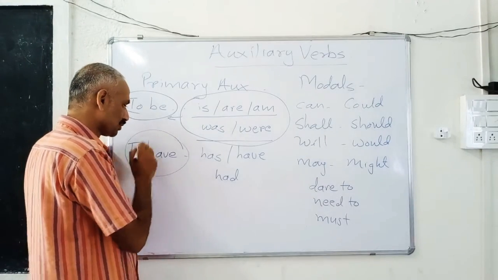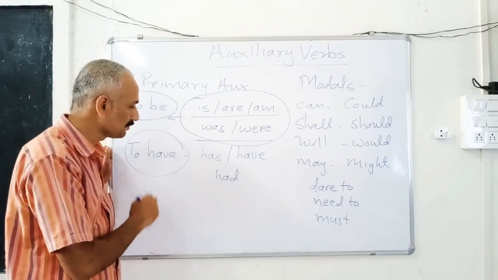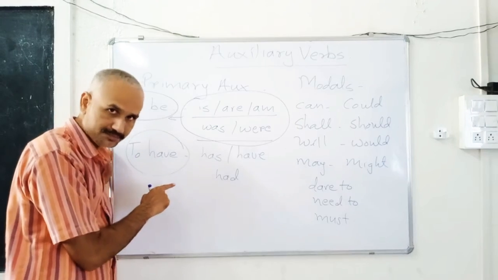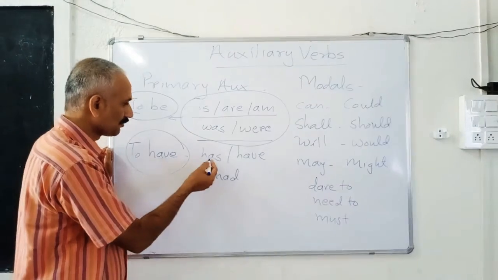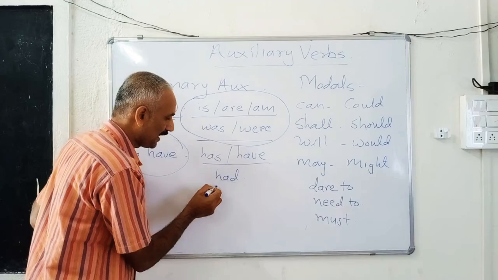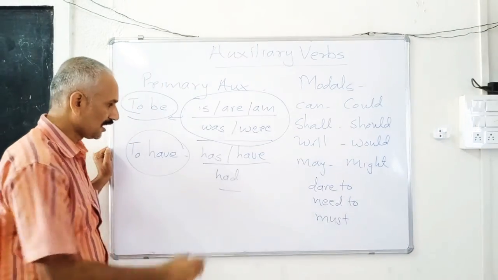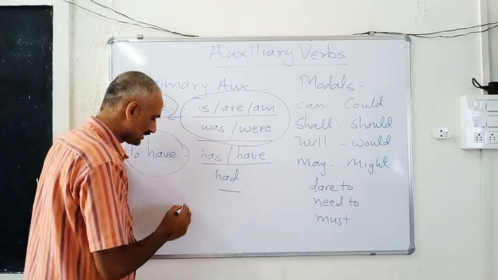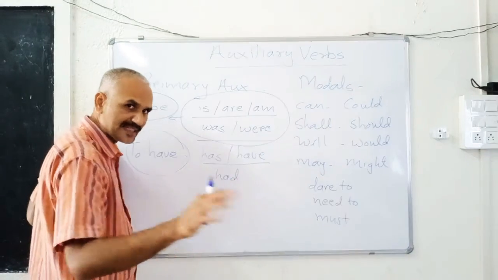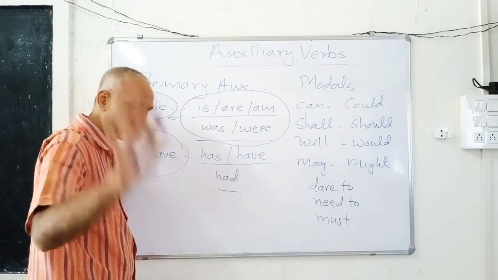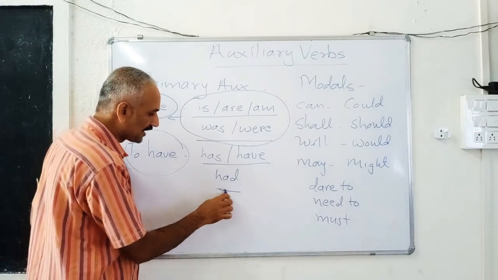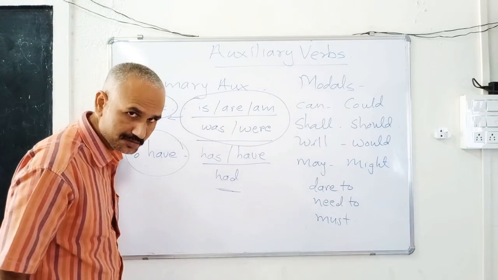For now, let's move towards the forms of to have. In case of to have, we have three forms: have, has, and had. Now, have and has show the present perfect aspect. However, had shows the past perfect aspect.